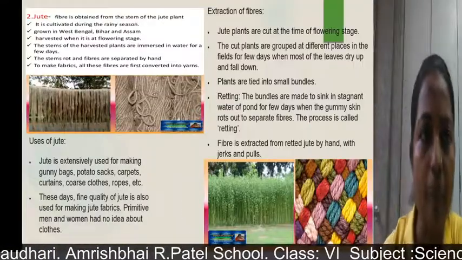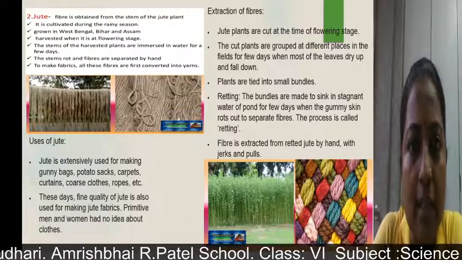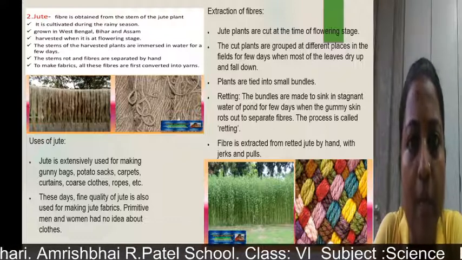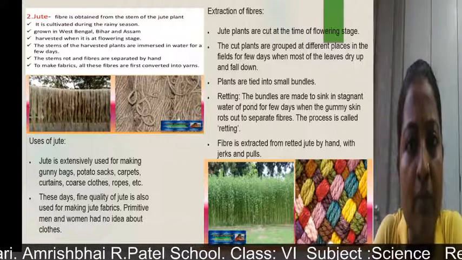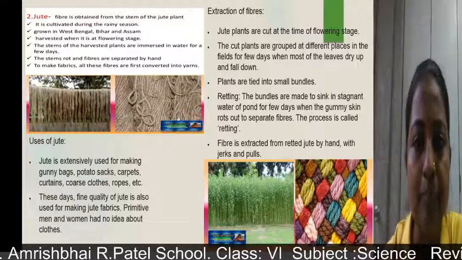Jute is obtained from the stem of the jute plant, and jute plants are cut at the time of the flowering stage. The cut plants are grouped at different places in the fields for a few days, when most of the leaves dry up and fall down. Plants are tied into small bundles for retting.